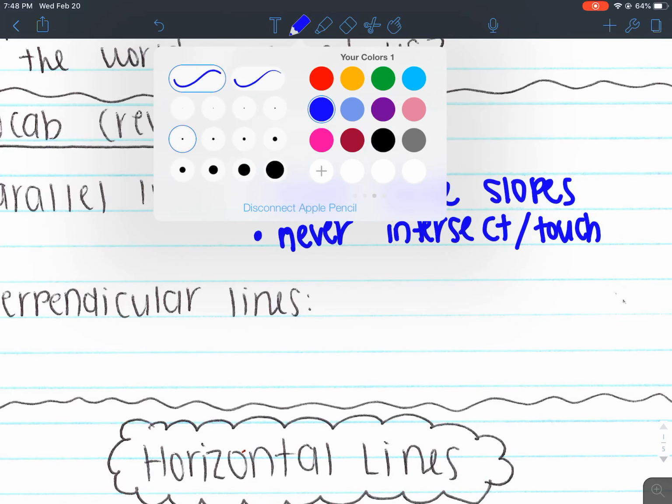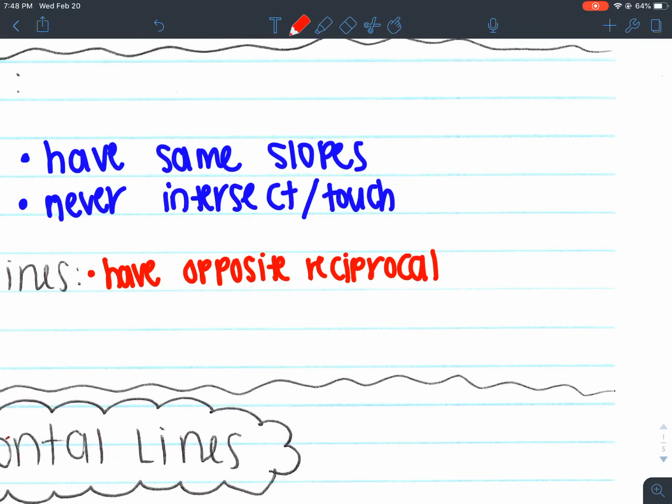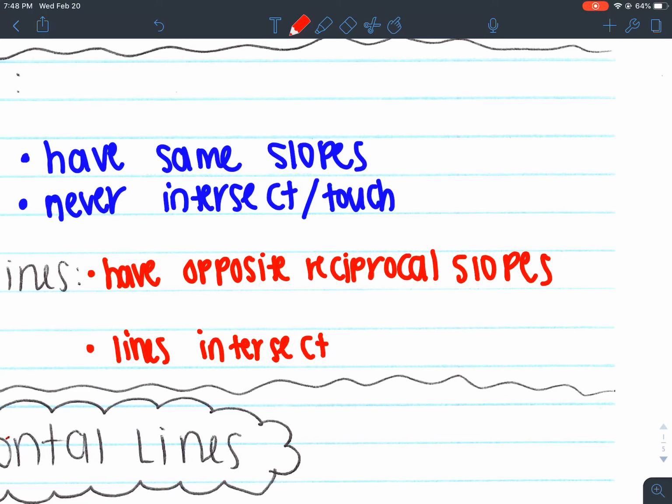Okay? And then perpendicular lines have opposite reciprocal slopes. Okay? And their lines intersect, but not any two lines that intersect are perpendicular. So they have to intersect at a 90-degree angle.